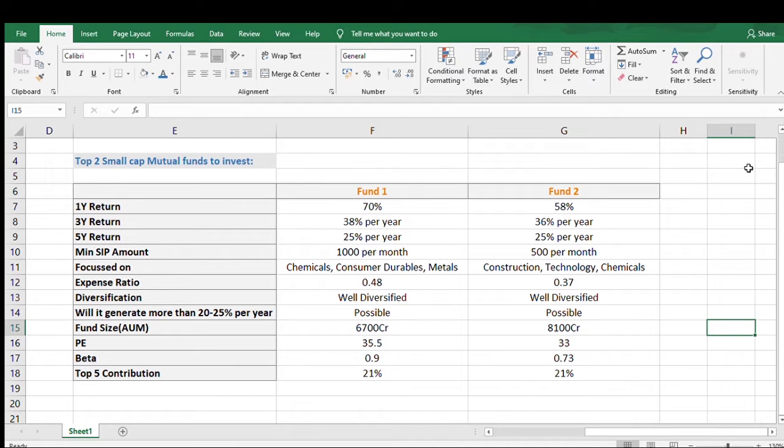Hi, I wanted to invest in a small cap mutual fund 10 days back. So I have gone through different mutual funds, I have considered different factors, and finally selected these two mutual funds based on my analysis. And I have created a simple Excel file so that you can clearly visualize what are the factors I considered and how the mutual funds are performing.